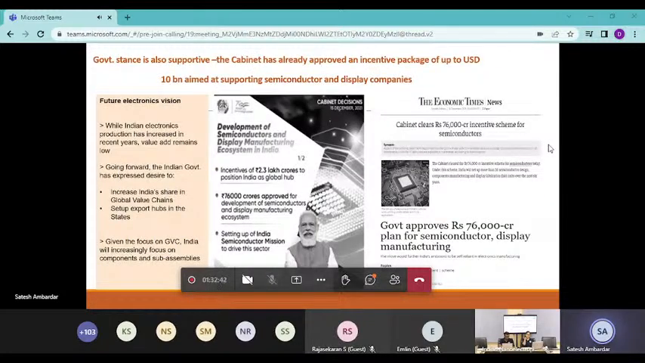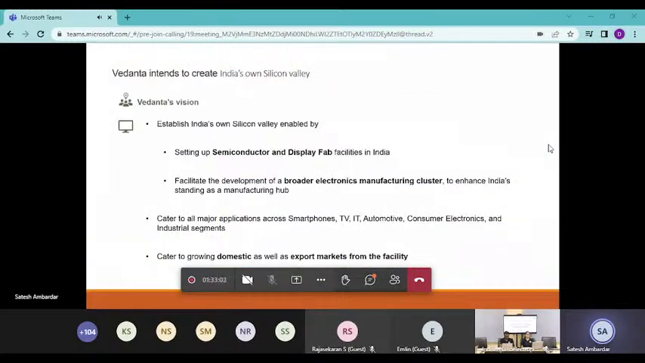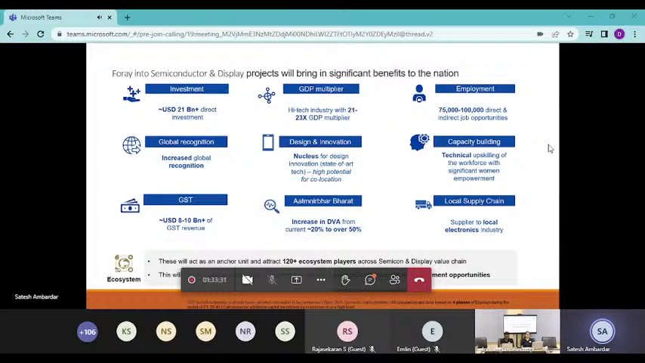That is a projection, of which the mobile segment will be the major contributing factor in this market. Vedanta has made an application under the scheme of the Government of India for the setting up of the fabs, and our application is under active consideration, and most likely to be approved very soon, following which the implementation of the project will be started at Dholera. So Vedanta's vision is to set up semiconductor and display fabs in India. So it will facilitate development of an electronics manufacturing cluster in the country, and the target products are across all applications, like smartphones, TVs, IT, consumer electronics, and these fabs will cater to both the domestic as well as the export market.